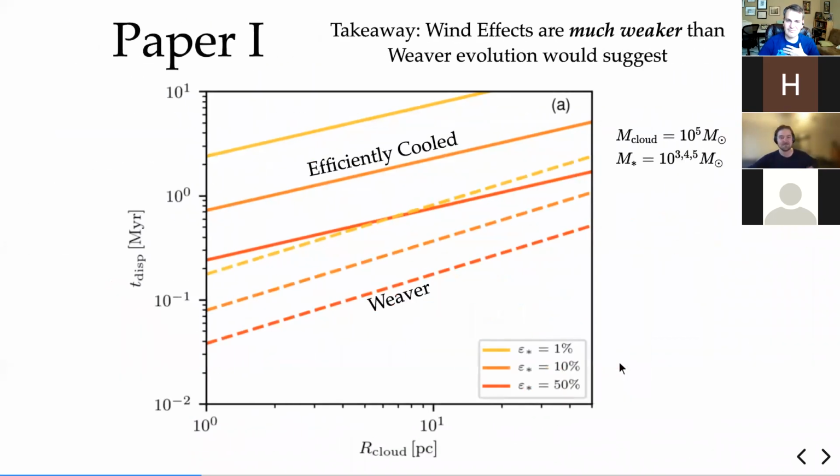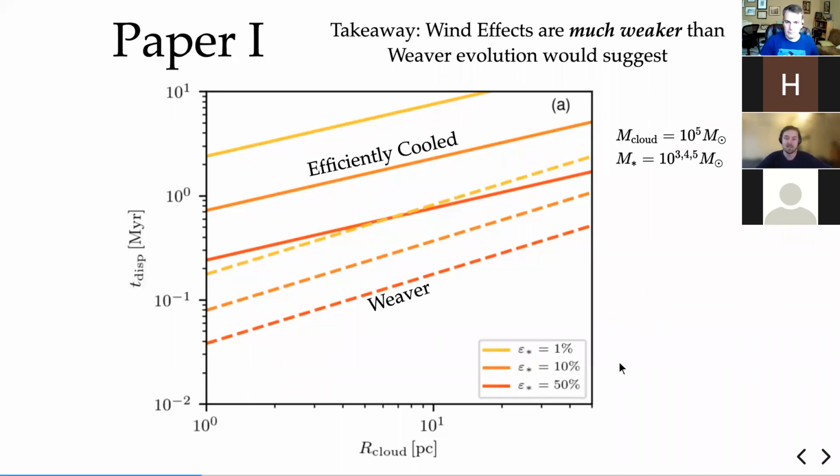So what's the difference between a momentum conserving and an energy conserving bubble? The result is drastic differences. Here I'm showing a comparison between our solution, in the solid lines, which I'm calling our efficiently cooled solution, and the Weaver solution, shown in dashed lines. What am I showing here? I'm showing the time it takes for a cloud of mass 10 to the 5 solar masses to be dispersed by stellar wind feedback, as a function of the radius of that cloud, or equivalently its density.